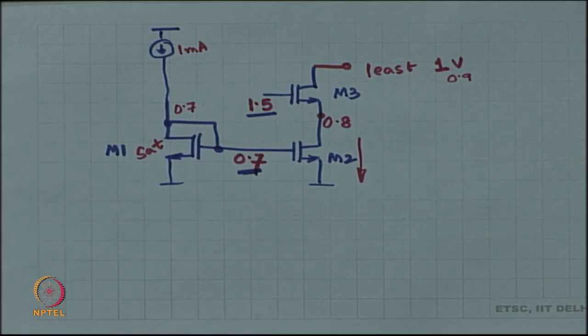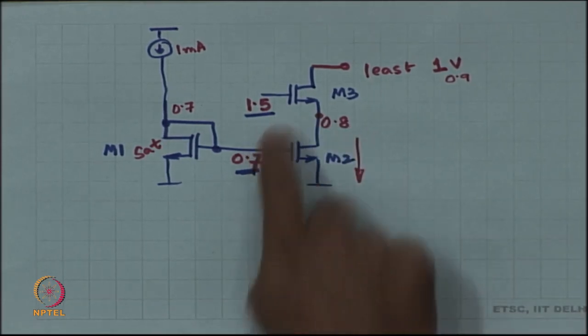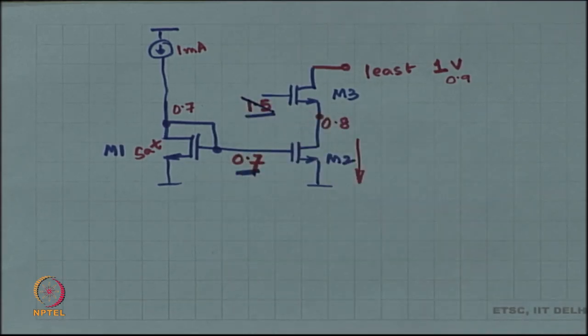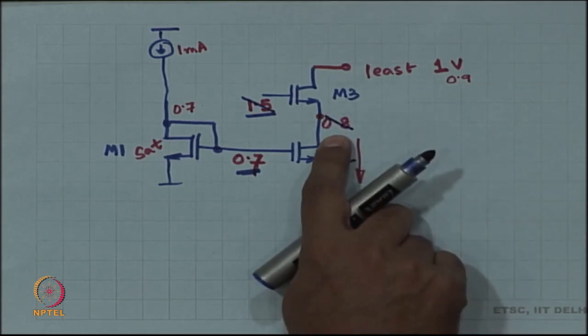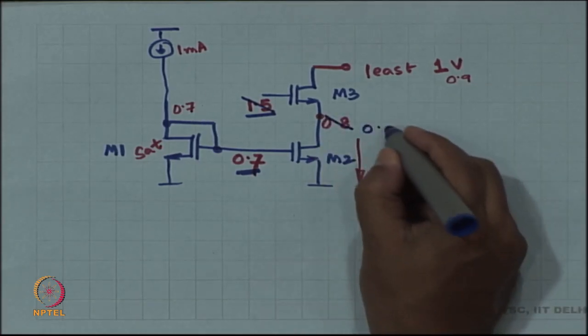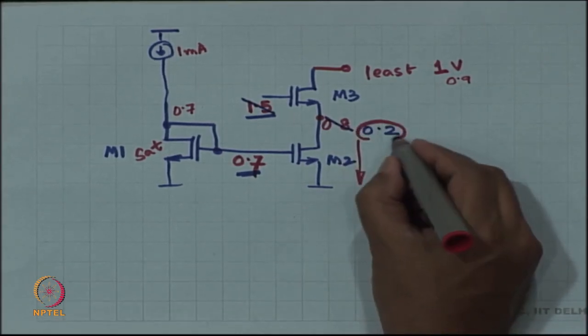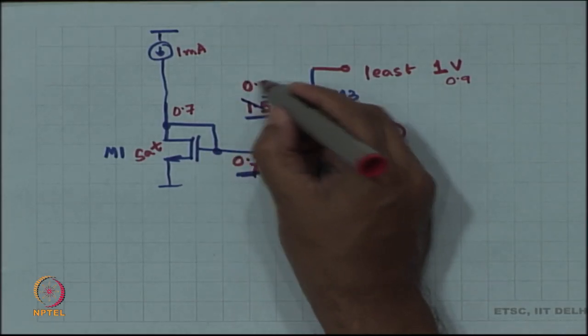All right, is this understood? Okay. So, next let us see what happens if I do not place this at 1.5, if I place this exactly at, so the minimum I needed over here was 0.2. So, I want to place this exactly at 0.2 and therefore, I place the gate over here exactly at 0.9.